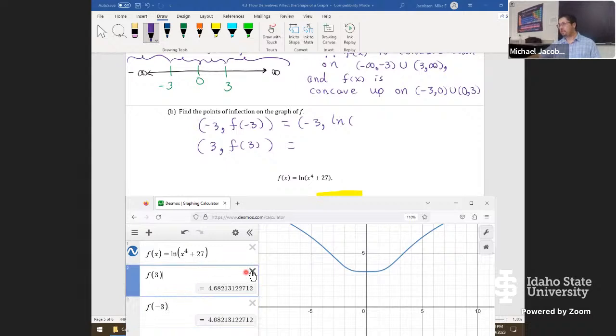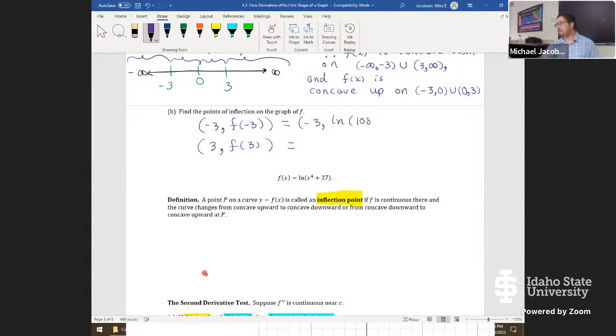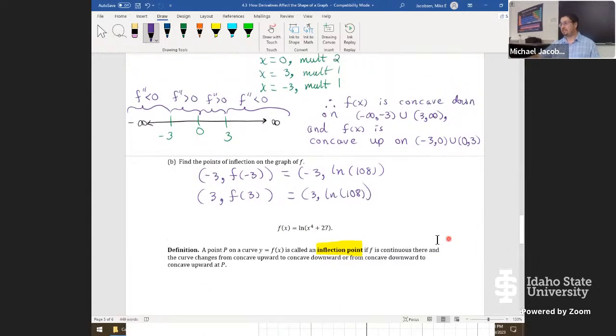And let's see here. Let's see if we can do this in a slightly cleaner way. Let's put either -3 or +3, power 4 here, plus 27. We get 108. And so this is natural log 108 here. And this one is +3, natural log 108 right here. That means we did it, folks. That's the conclusion on this one.